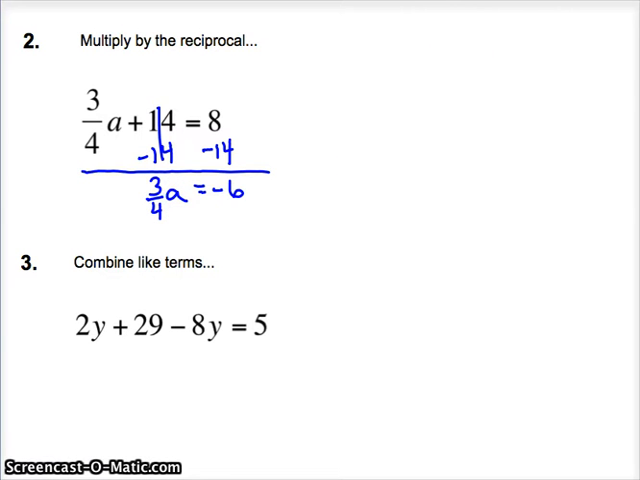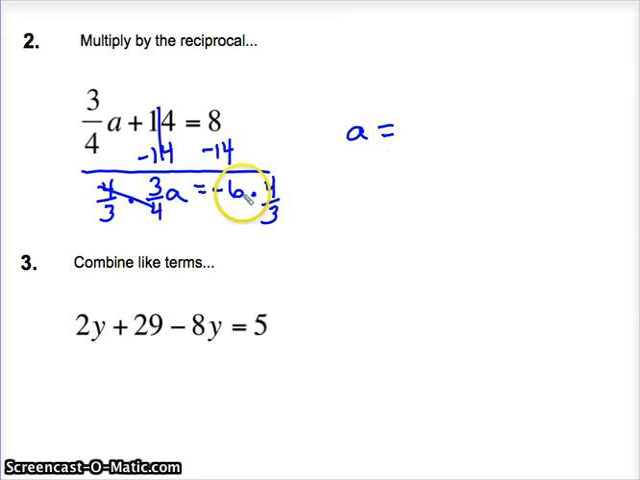Now at this point, I could do two things. I could divide by 3/4, or I could multiply by the reciprocal, which gives me the exact same result. So we're going to multiply by the reciprocal, and reciprocal, you'll remember, is when we flip that fraction upside down. So I'm going to multiply both sides by 4/3. When I do so, I get 4 times 3 up top and 3 times 4 on the bottom. That's going to give me 1. So a is by itself.